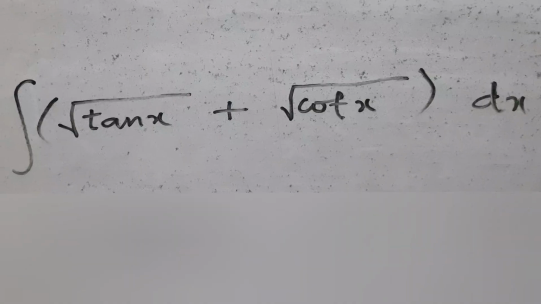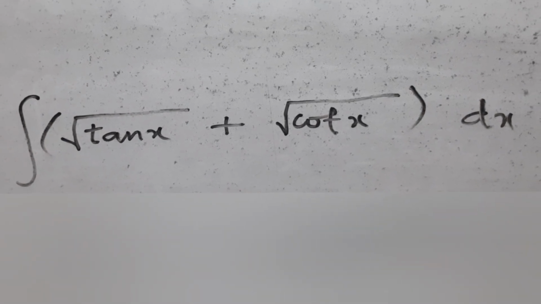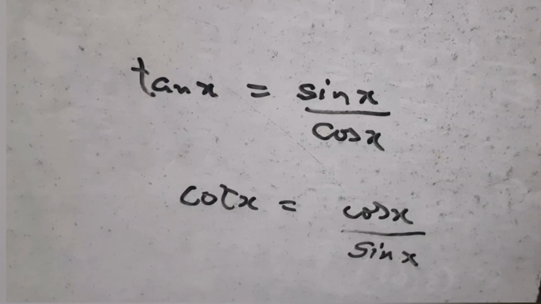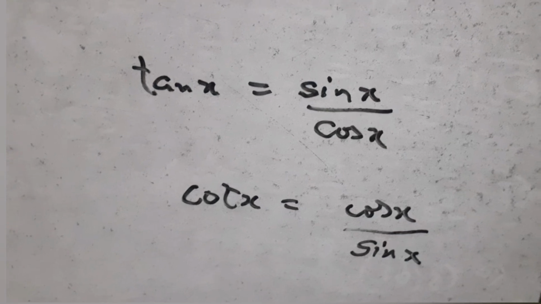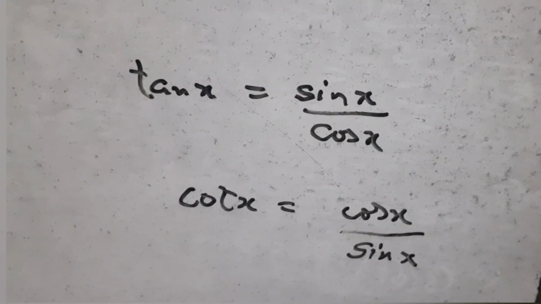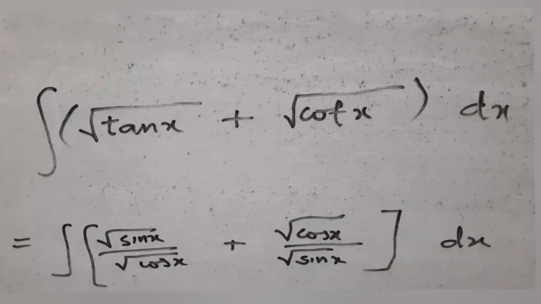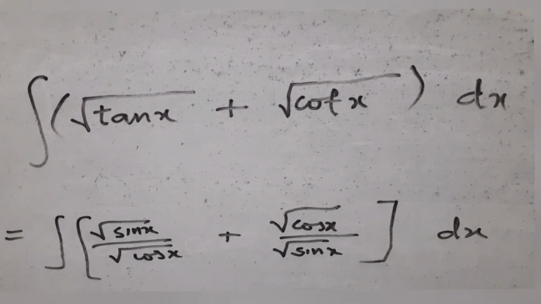Using trigonometry, express tan x as sin x by cos x and cot x as cos x by sin x. Root tan x is root sin x by root cos x, and root cot x becomes root cos x by root sin x. Substitute these values in the integral.